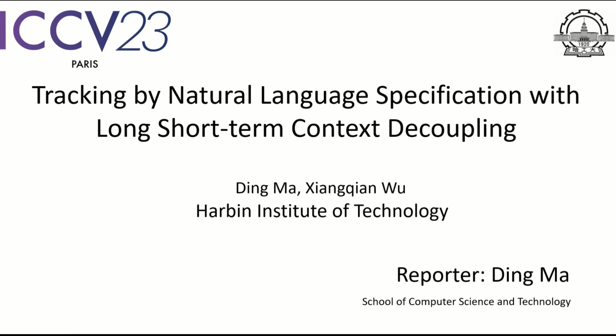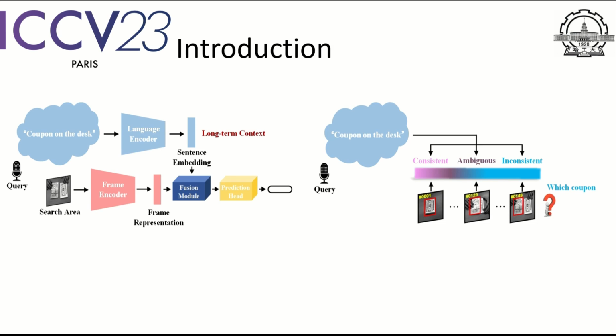Today I will give you a presentation named Tracking by Natural Language Specification with Long Short-Term Context Decoupling. Most TNL methods directly fuse the visual and linguistic contents to localize the specific target object. However, the textual query describes long-term context information, which may be inconsistent with the visual contents.